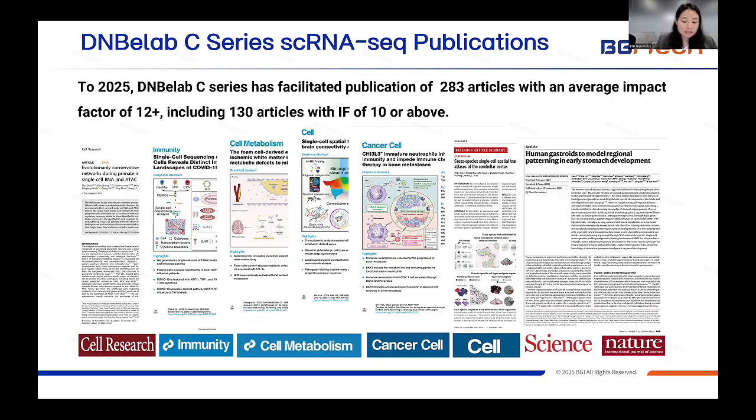Our DNBelab C Series has also helped many publications. To 2025, DNBelab C Series has facilitated the publication of nearly 300 articles, and the average impact factor is about 12, including 130 articles with an impact factor of 10 or even above.